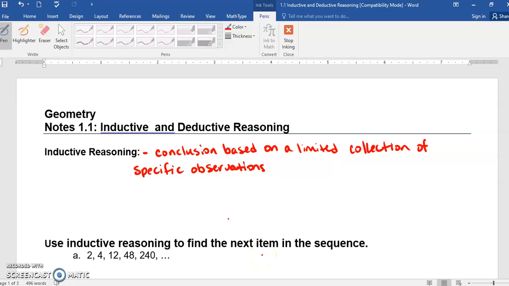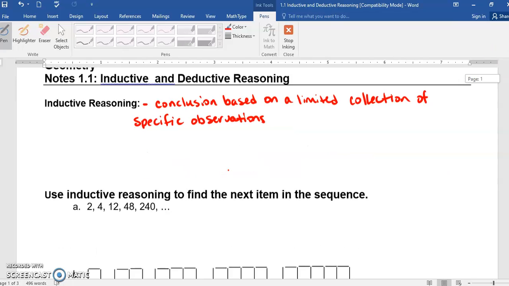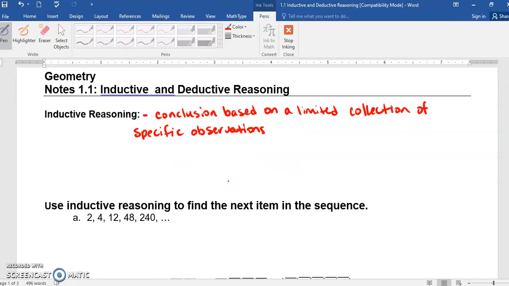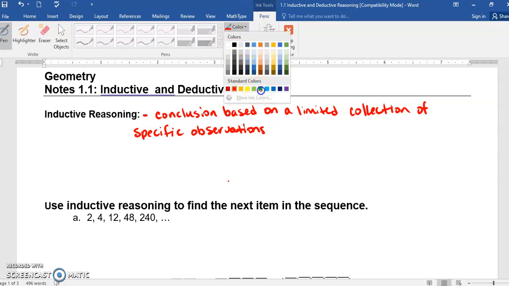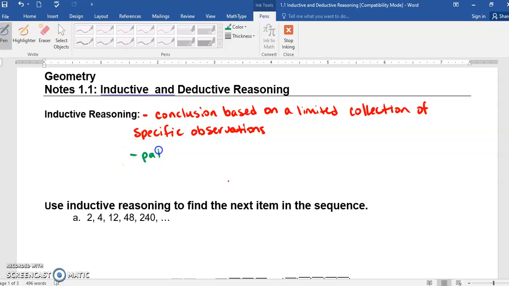So in section 1.1, we're going to talk a little bit about inductive and deductive reasoning. It's ways to make valid conclusions on what's happening and what we know and what we can decide because of that. So first we'll start off with inductive reasoning. Inductive reasoning is when you are making a conclusion based on a limited collection of specific observations. Sometimes that's as basic as following a pattern. Okay, some examples of that are right here.